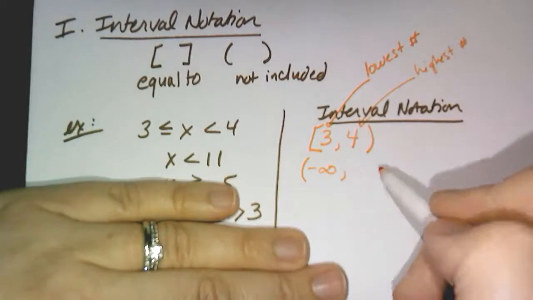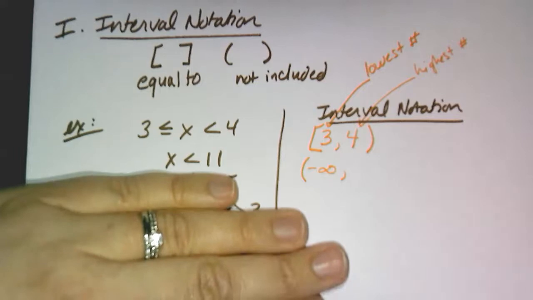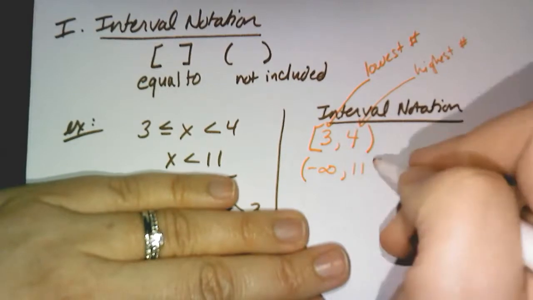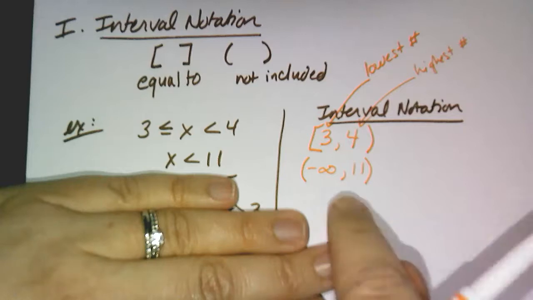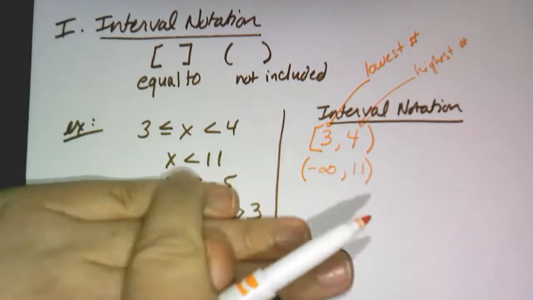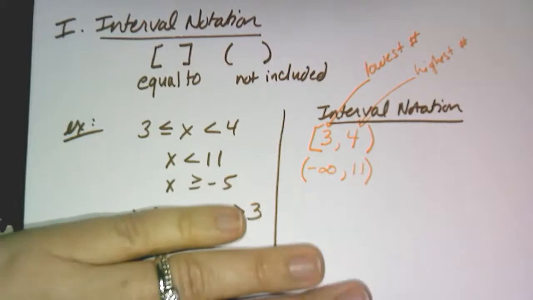Put a comma. What's the highest value that X could be? 11. You want to say 10, but you would actually say 11, because you could go all the way up to 10.9999999, right? But you just put an open parenthesis. So negative infinity to 11. That's how you'd write the interval for that one. Lowest to highest.